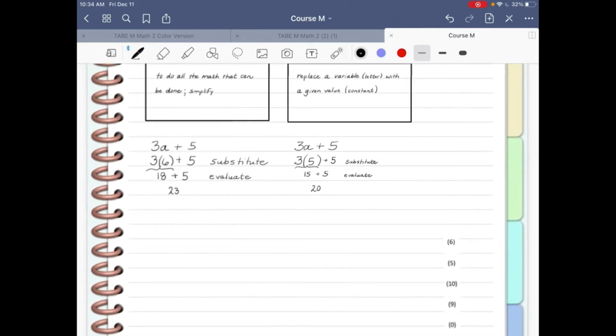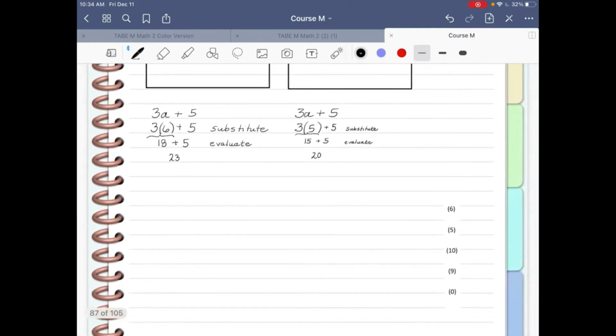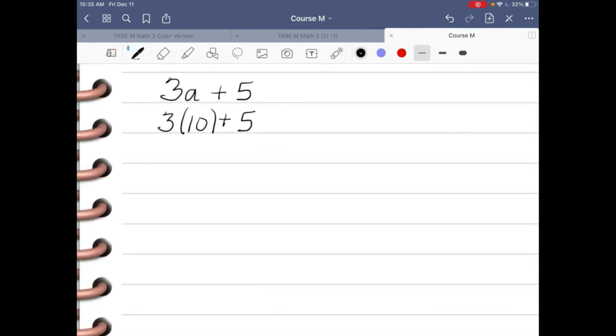Okay. Let's pull our viewfinder up a little more. So we have 3a plus 5, and we're going to substitute a 10. Then 3 times 10 is 30. And 30 plus 5 is 35.